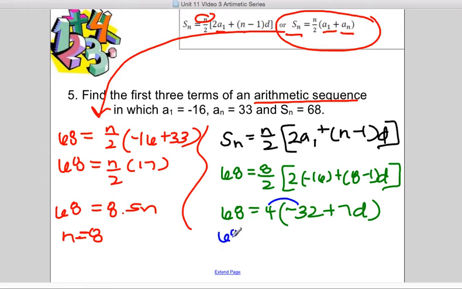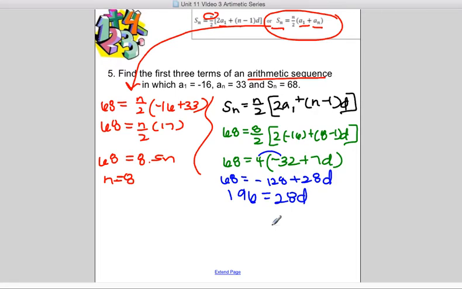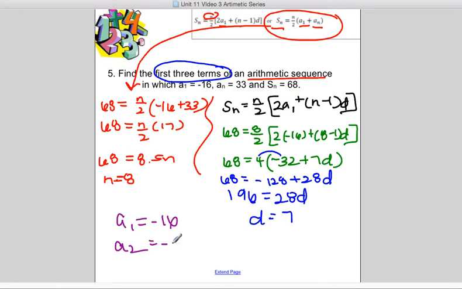So I have 68 is equal to negative 128 plus 28d. Then I'm going to add the 128 to the other side. 196 equals 28d. If I divide by 28, I get that d is equal to 7. So that is my difference. Okay, it says find the first 3 terms of an arithmetic sequence. So first 3 terms, well, a sub 1 we know, negative 16. A sub 2, my difference is 7, so I would add 7, which gives me negative 9. A sub 3, add 7, negative 2.